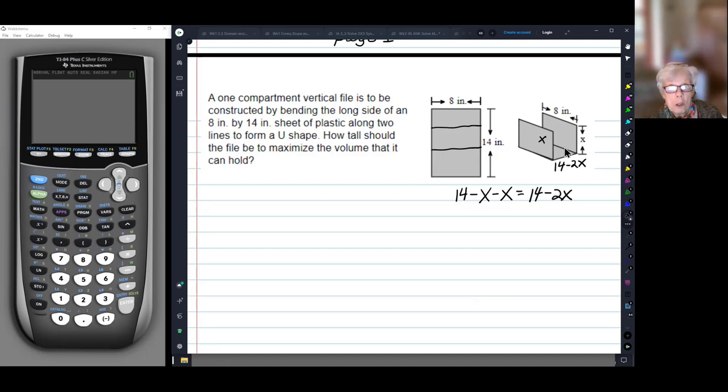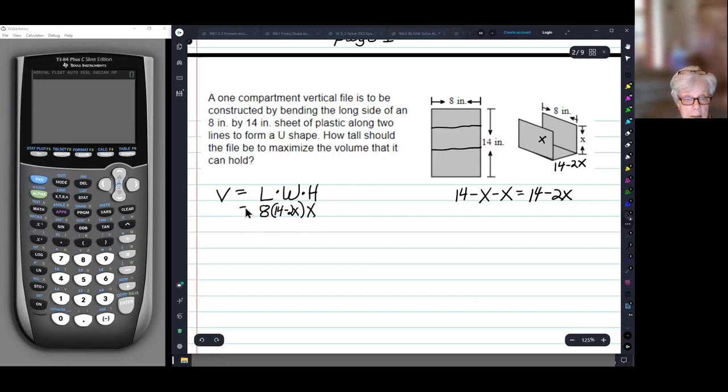Well, you need to know the formula for volume of a rectangular thing like that. All right, so volume equals length times width times height. Well, let's see, the height is X. The width is 14 minus 2X. And the length is 8. So that's what our volume is. All we have to do now is work this out.